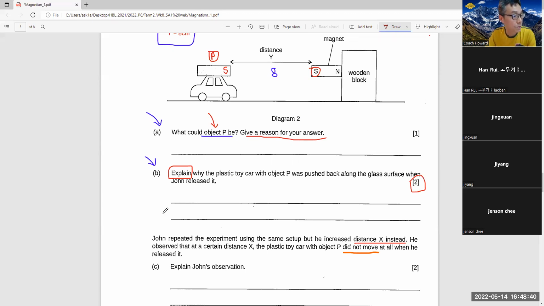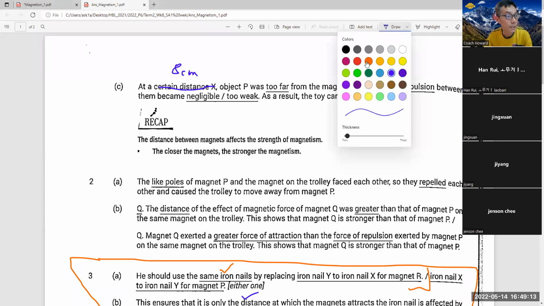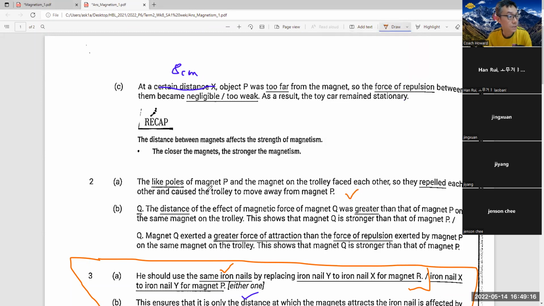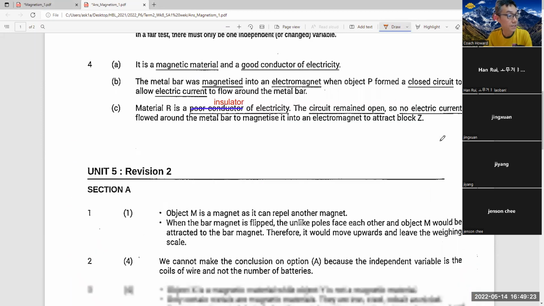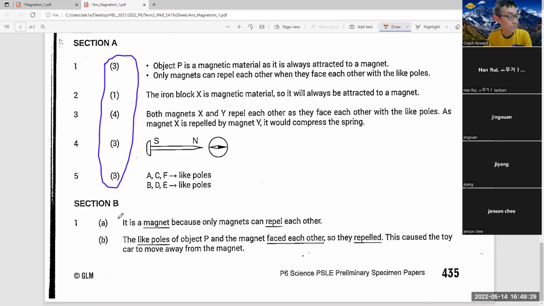Okay, so you take note of this. I will screen share the answer shortly. As I mentioned, in part A you should say it is a magnet because only magnets can repel each other. And part B, the like poles of object P and the magnet face each other, so they repel.